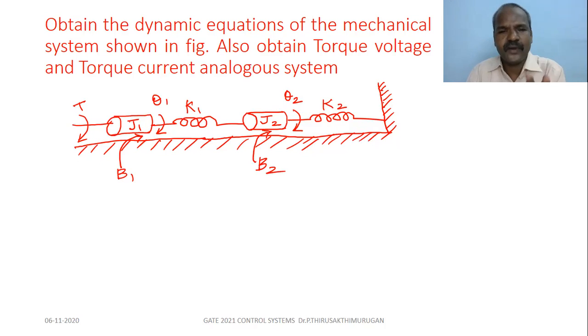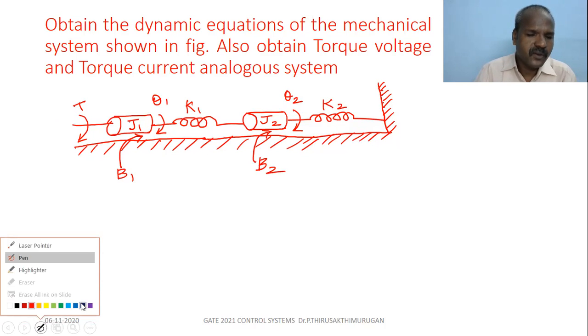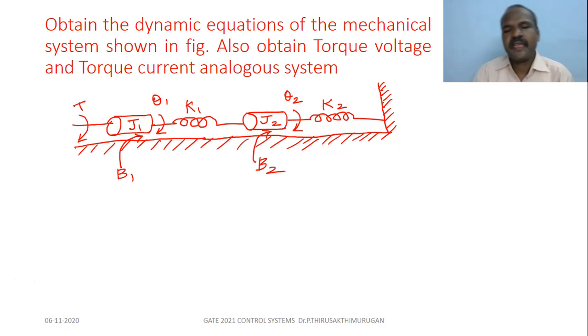So first identify how many mass related components are here. Say J1, J2 are mass related components. In a translational system, it is M1, M2. In a rotational system, it is J1, J2. Similarly, in a linear system, linear displacement is X, X1, X2, etc. Here, theta 1, theta 2, theta 3. In a linear system, velocity; here, d theta by dt, omega, angular velocity.